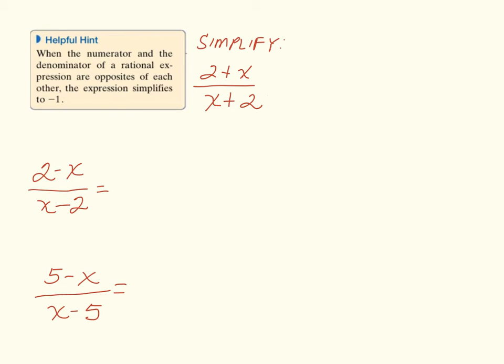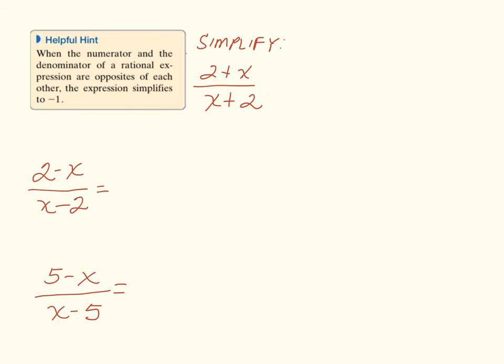Okay, now when you have a numerator and denominator and they are opposites of each other, then the expression simplifies to -1. That means if all of the terms in the numerator are the same as the ones in the denominator except their signs are opposite, every term has an opposite sign of the one that's in the numerator, then you know they differ only by a factor of -1. So the expression simplifies to -1 when they are opposites.